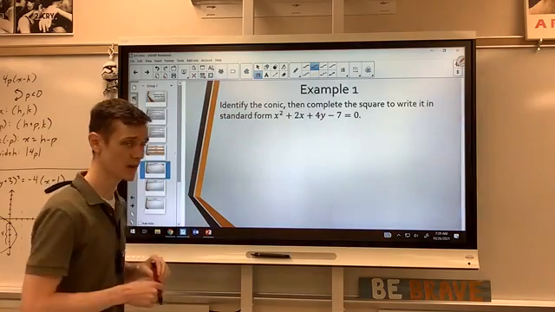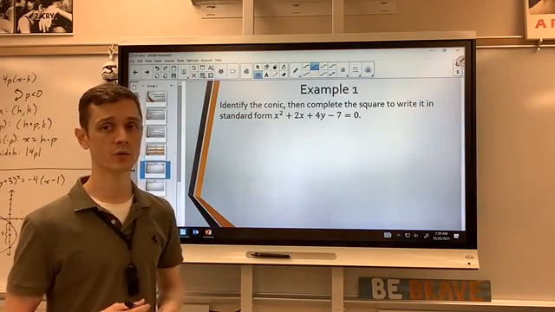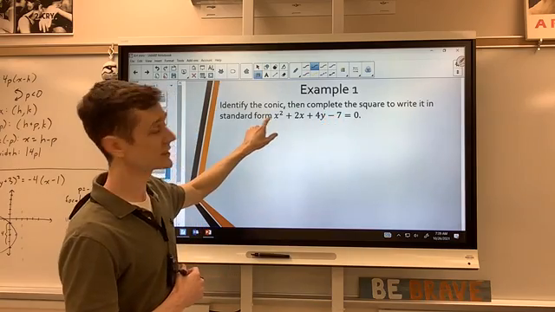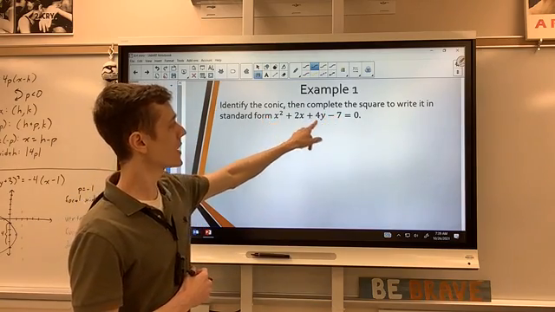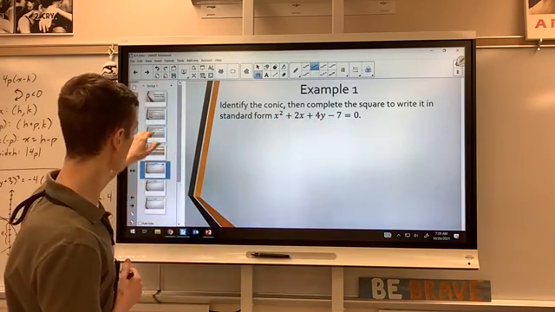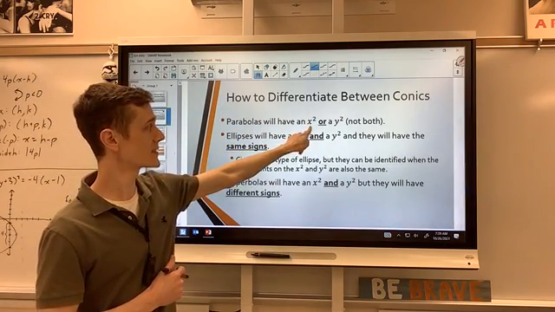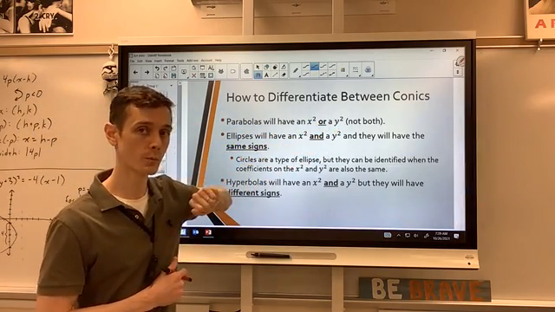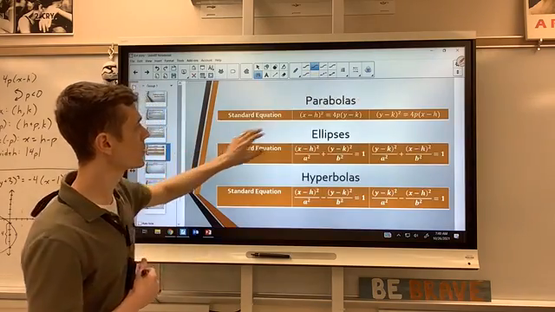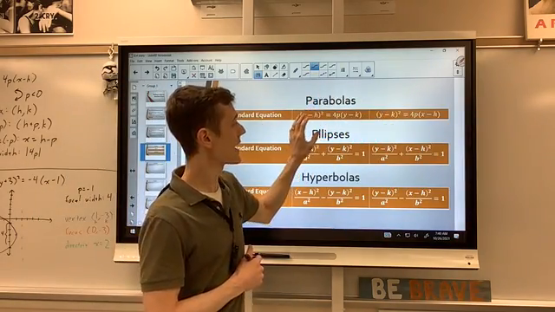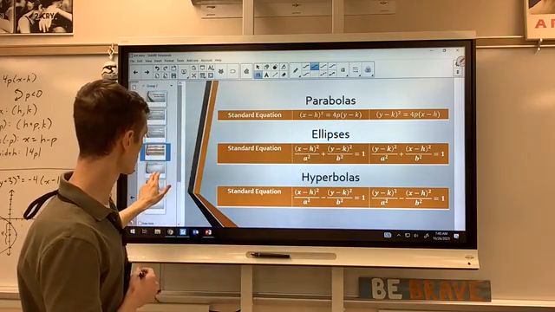So let's look at a couple examples. First thing I want to check is which shape do I have. So I look through all of the terms that I was given. I see an x squared, but I do not see a y squared anywhere in the equation. So to recap on that, this has to be a parabola because it has an x squared or a y squared, but not both. So now I know that I'm going to be looking to have only the squared variable on the left-hand side, and everything else I'm going to move to the right-hand side of the equation.